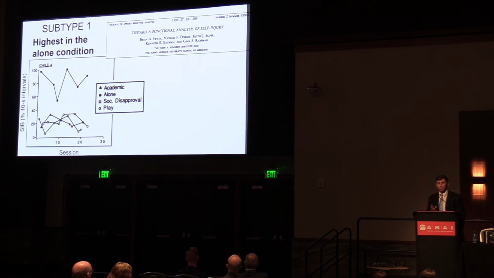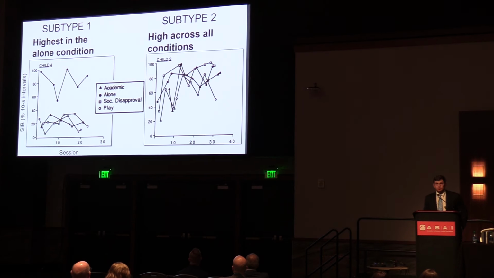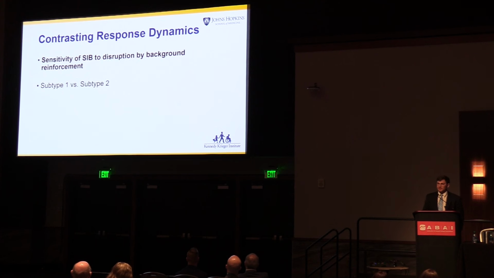So one pattern, we're going to refer to this as subtype 1 SIB. It's characterized by SIB that occurs at very high levels in FA conditions characterized by low levels of background reinforcement, like the alone or no interaction condition. And then in other functional analysis conditions characterized by higher levels of background reinforcement, like the toy play control, you see SIB is diminished. It occurs at very low levels, if at all. So subtype 1 SIB is characterized by a high level of differentiation between SIB and the alone and no interaction condition. And you can contrast this with subtype 2 SIB, which is invariant and occurs at high levels across FA conditions regardless of the degree of background reinforcement and stimulation present. So the contrasting response dynamic that distinguishes these subtypes has to do with how sensitive SIB is to disruption by background reinforcement.